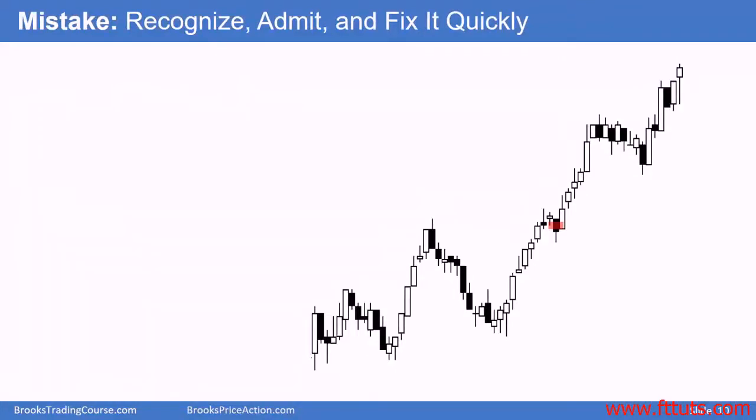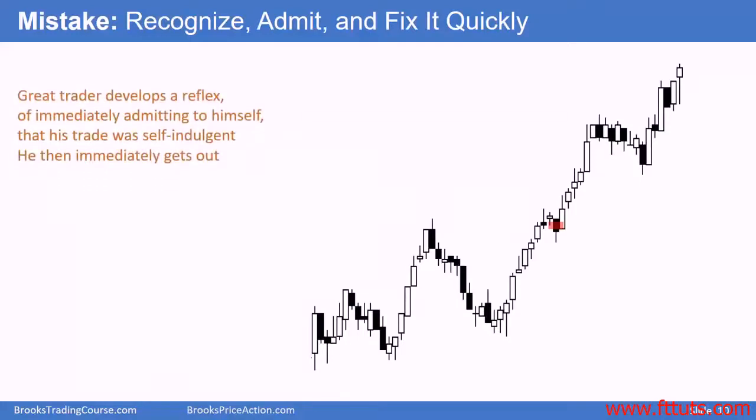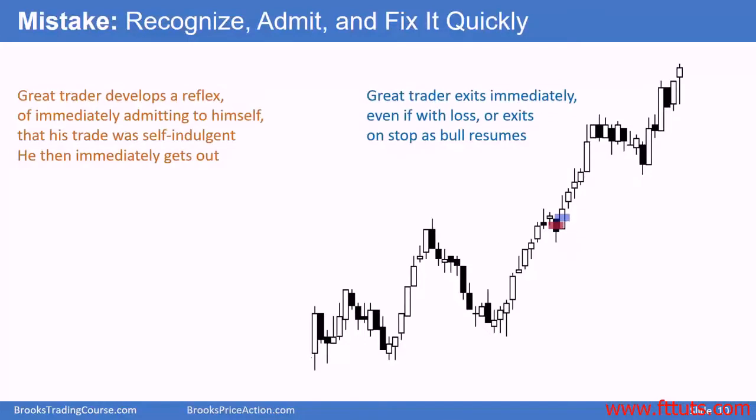As I said, an experienced trader quickly recognizes when he does something stupid and he admits it to himself. He does not punish himself, he just fixes it. He knows that the trade was probably self-indulgent and he just gets out. And he takes the loss and he doesn't care. He just moves on to the next trade. He might get out right above the high of that bear bar. It's a breakout pullback buy, a high one buy, in a pretty strong rally.